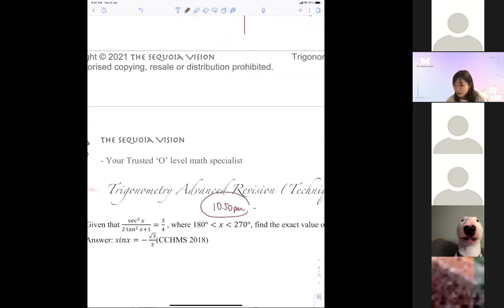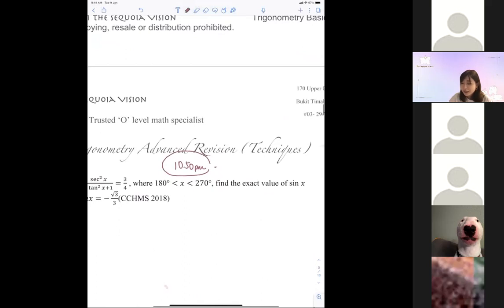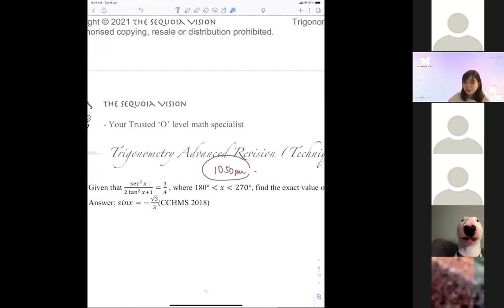Now for question 7, they ask you to find the exact value of sine x. I give you trigo, you need to find trigo, cannot find x. So you must draw a triangle. But before you can draw the triangle, you must make one trigo function the subject. Now you have 2, so you must change one away. Make sine, cosine, or tangent the subject. Then you can draw the triangle. If you're not sure what formula to use, you can look at page 1 and see which formula applies.